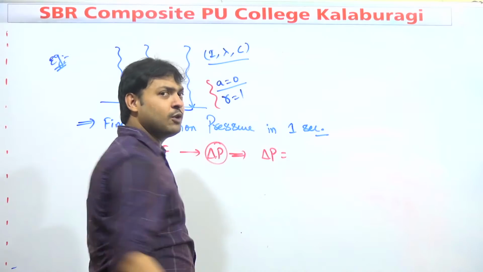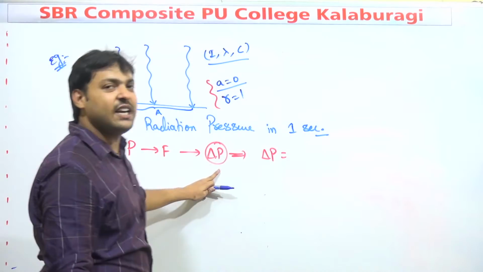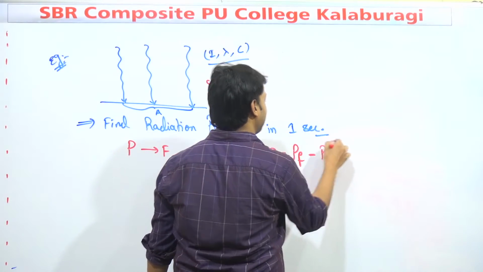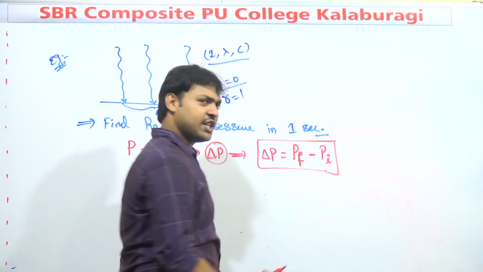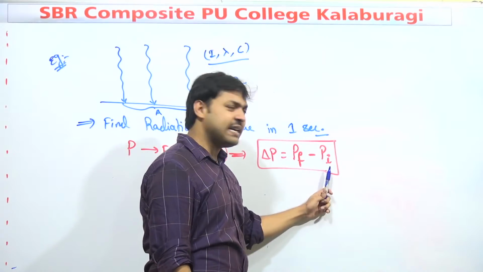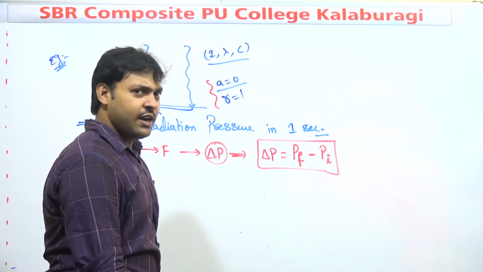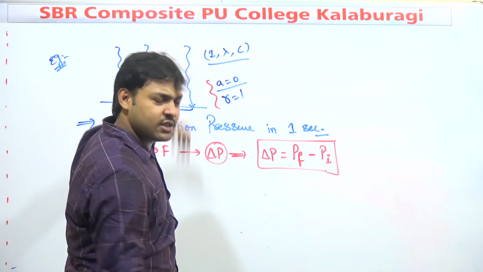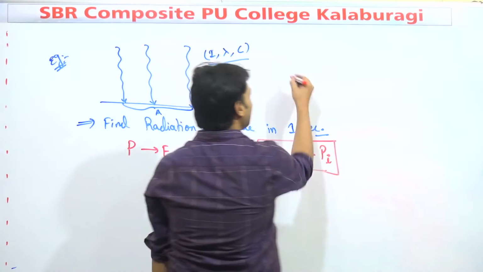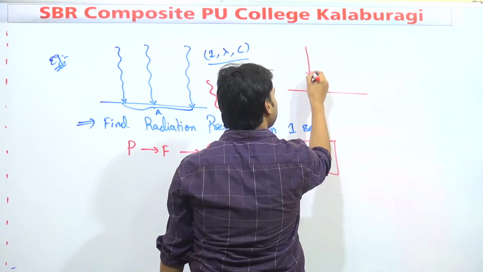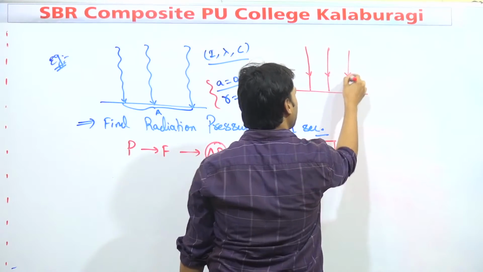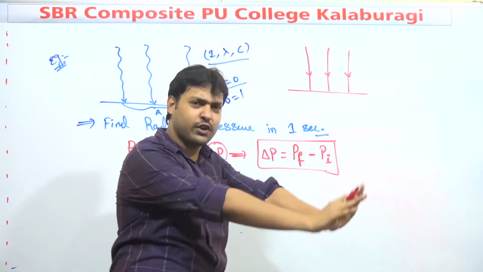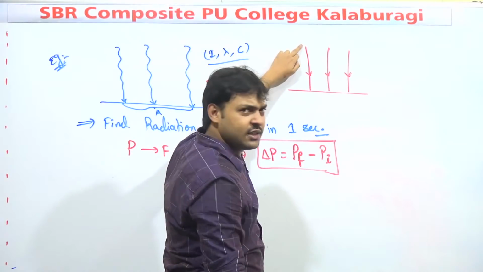P is momentum, not pressure. This P is pressure. Change in the momentum. What is the formula? Final momentum minus initial momentum. Try to understand. Now what is happening? Initial momentum in which direction? Downwards. Concentrate. So photons are striking the surface. You can revise all the concepts up to now what we discussed, and we close everything and we start photoelectric effect. Okay.